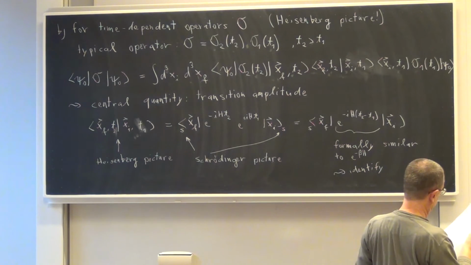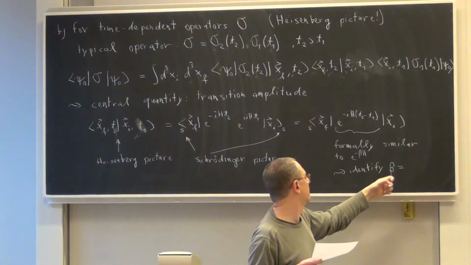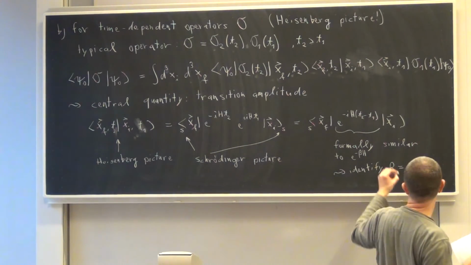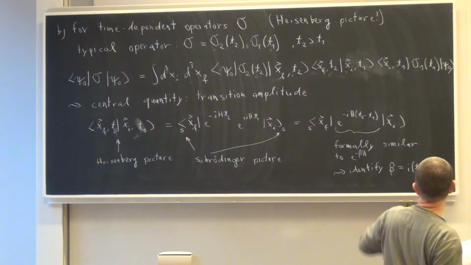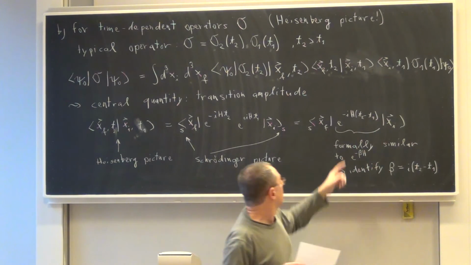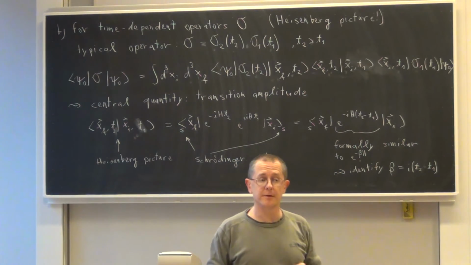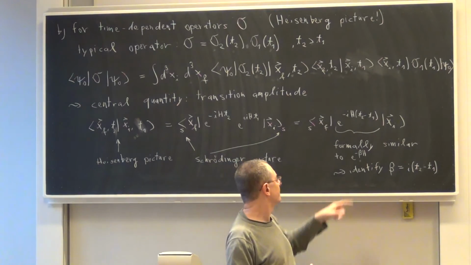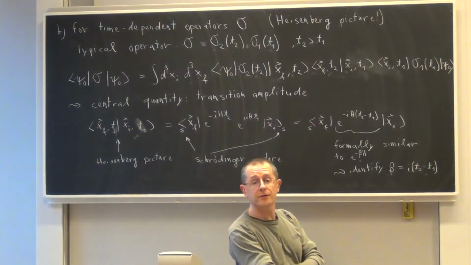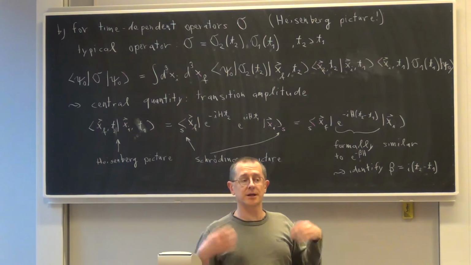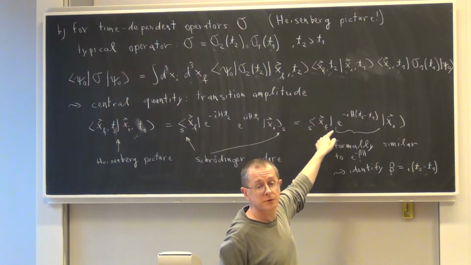And therefore, one can identify, just in the formulas we had before, beta with I times T2 minus T1. If I identify beta with I times T2 minus T1 in whatever I have done last time, I can just copy these expressions and get an expression for this object here.